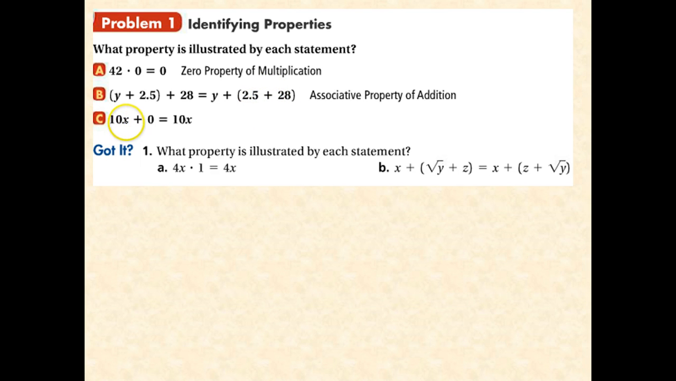How about this one? 10x plus 0 equals 10x. Well, I got the same thing back because I added the identity. So this is the identity property of addition.